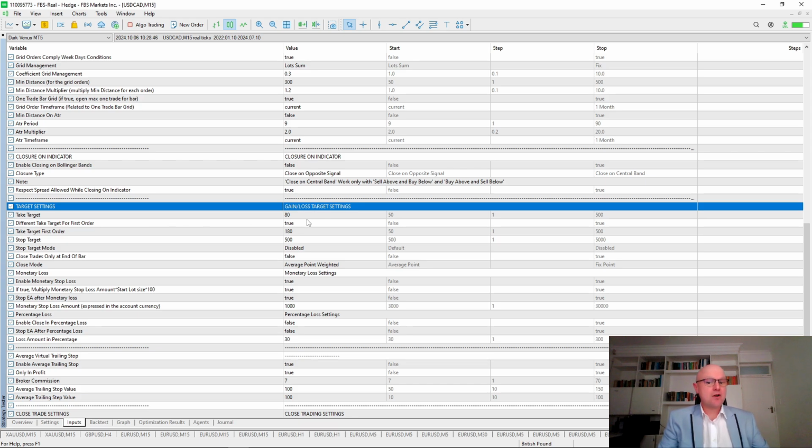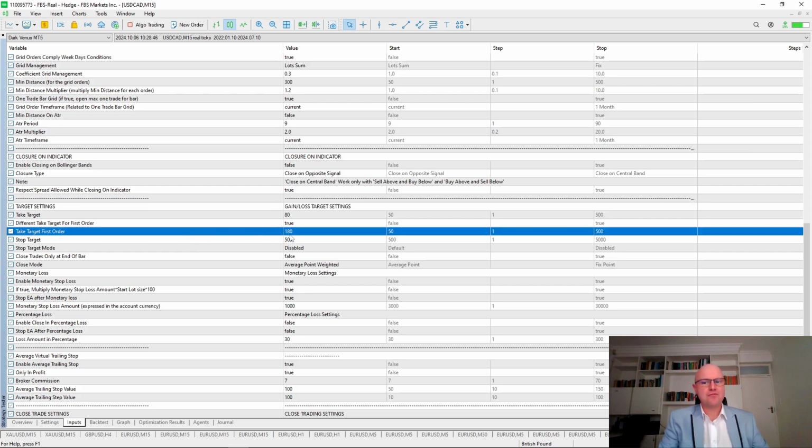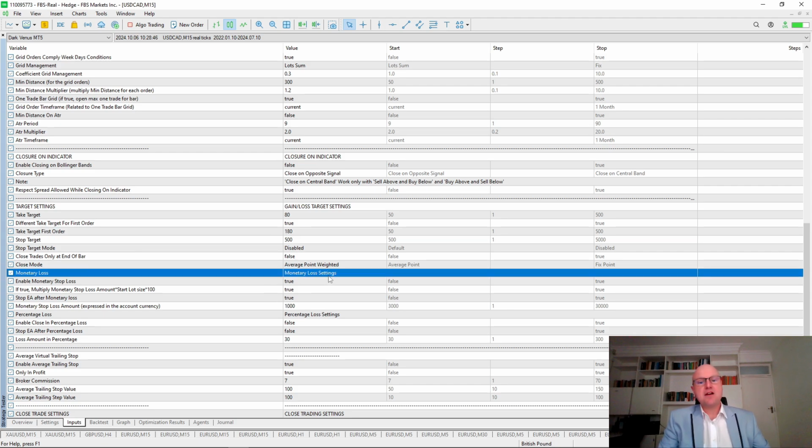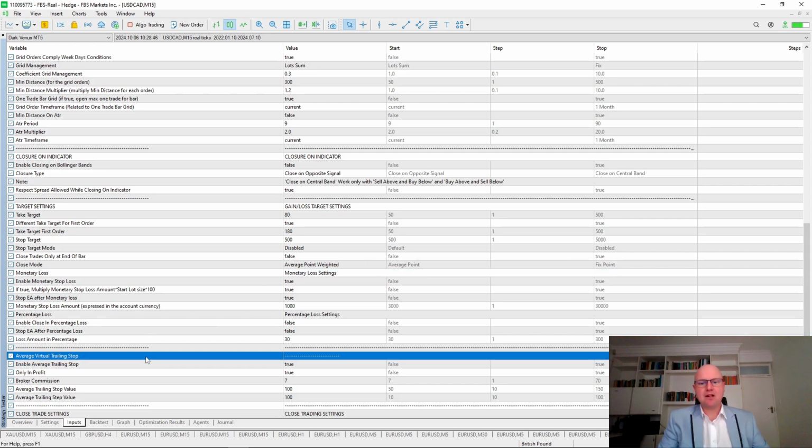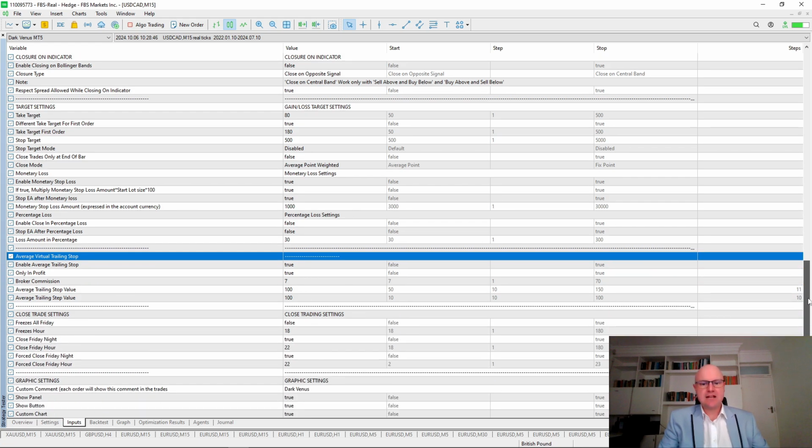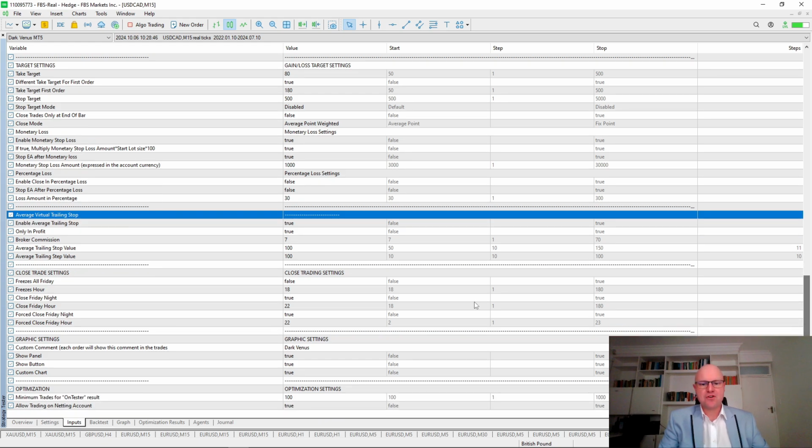Now, if we cover our gain loss settings, I have a different take profit target for the first order, and then when it goes into its cost averaging, it has a lower take profit. Additionally, I also have the monetary loss enabled, meaning that it will take that amount and multiply it with our lot sum to set it as a stop loss. Then we also have our average trailing stop enabled, which can be further customized according to your broker.